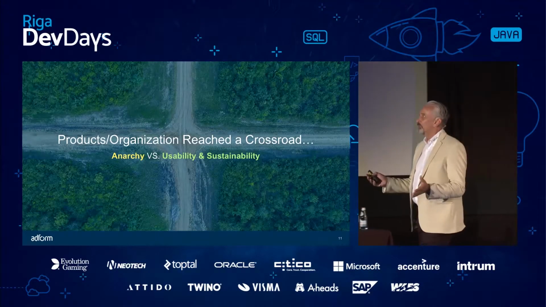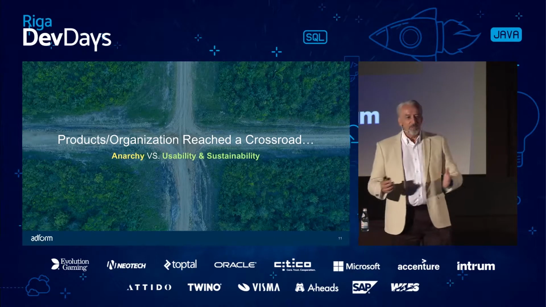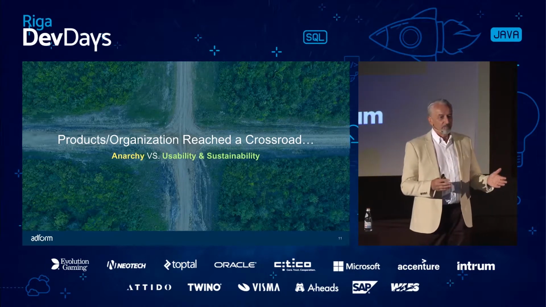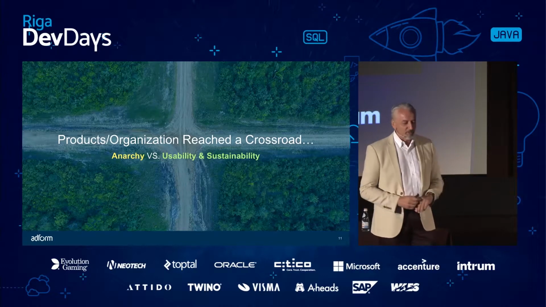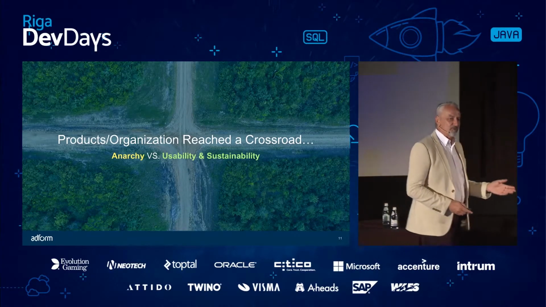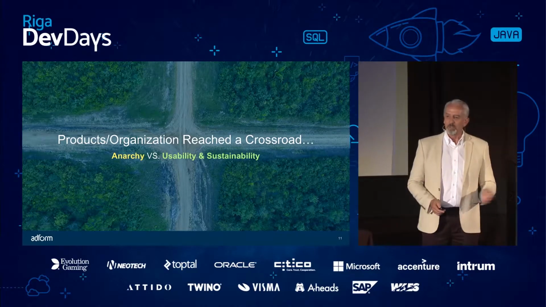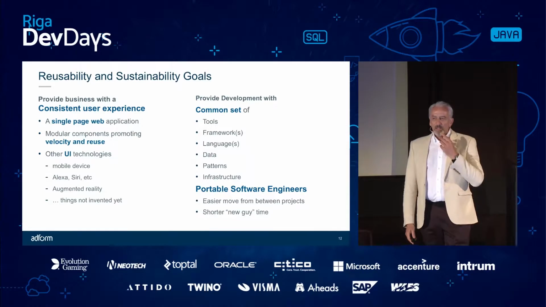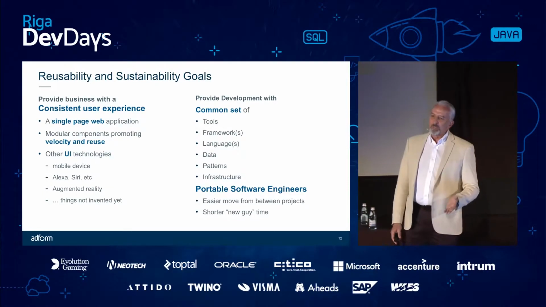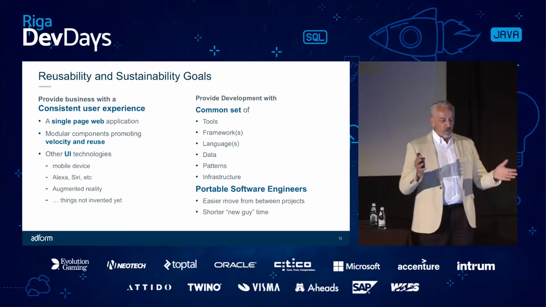So we get to a crossroad. So are we going to stay with anarchy? Anarchy is not bad, but it's anarchistic. It's going to take some work. Or are we going to go to usability and sustainability? So we met that crossroad about a year ago. So we decided on usability and sustainability, and we had a couple of real major goals.